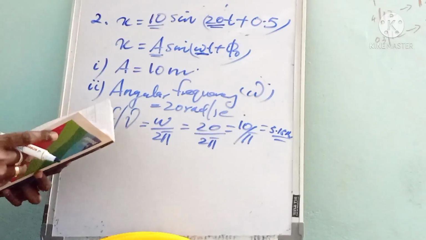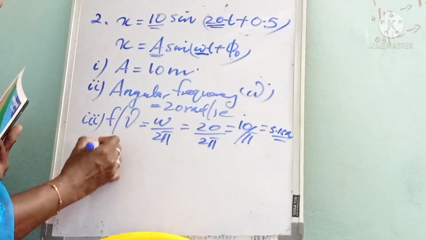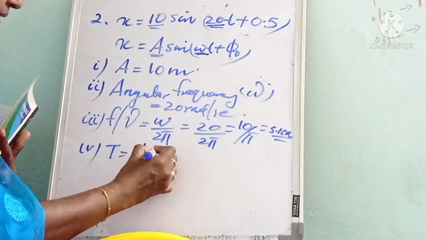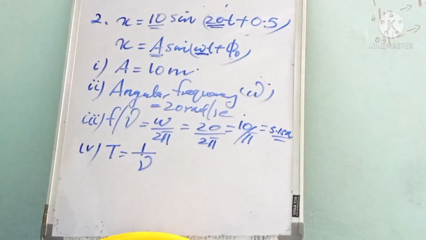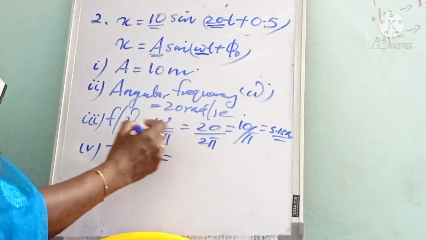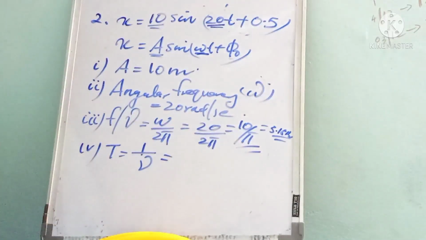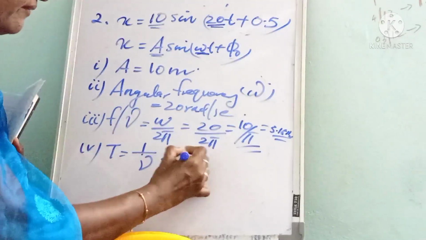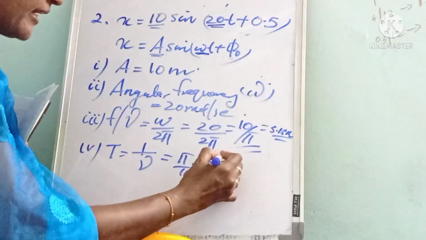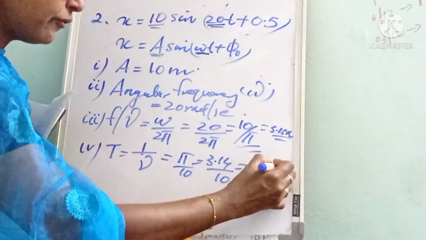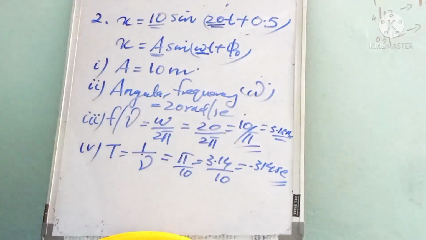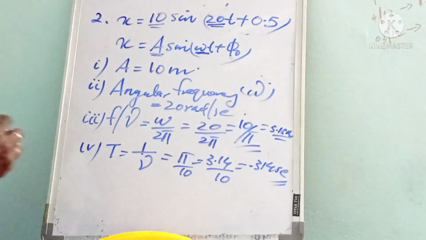Next we have to calculate the time period. You know the time period is the reciprocal of frequency. Here the frequency is 10 by pi, so the reciprocal of frequency is pi divided by 10. That is 3.14 divided by 10, which is 0.314 second. That is the time period, 0.314 second.